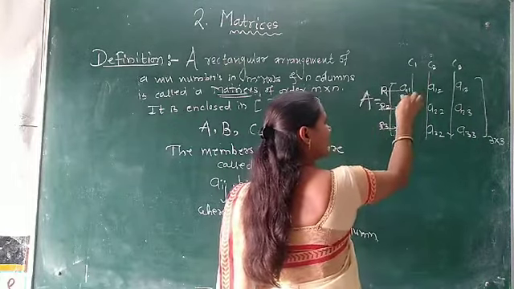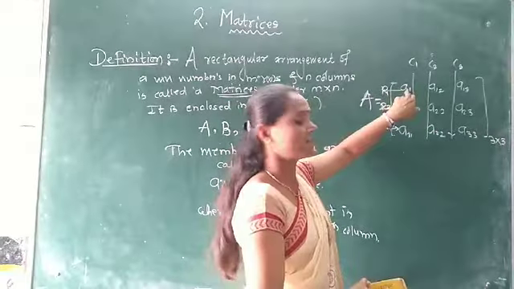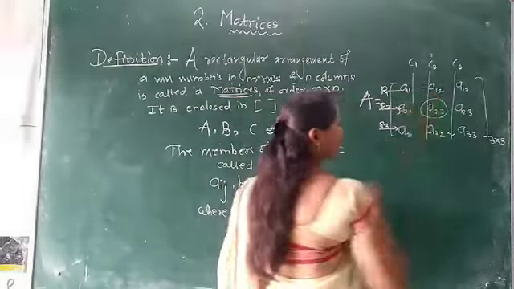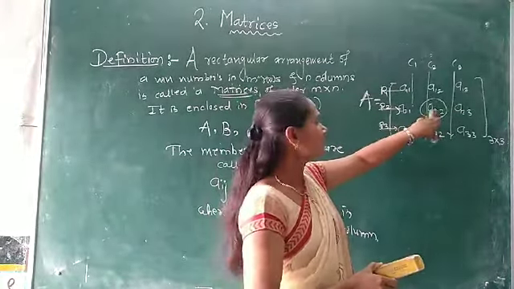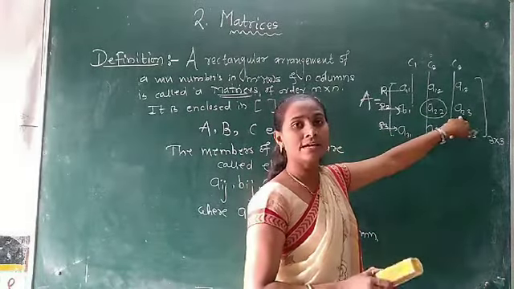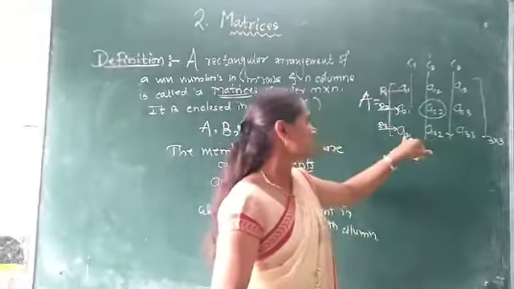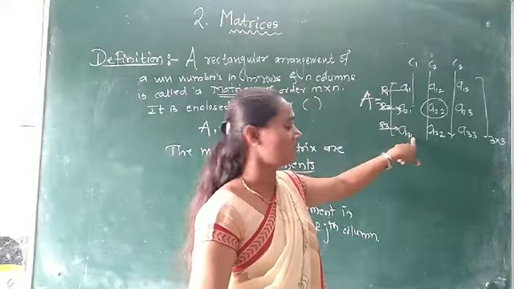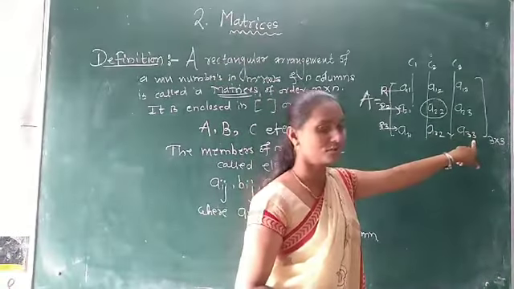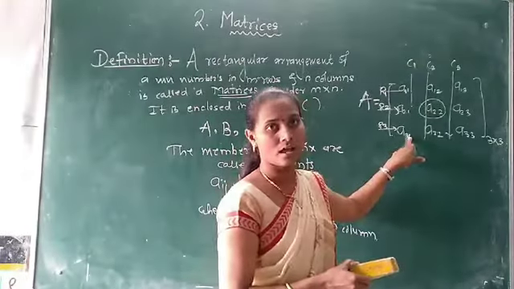In the element A11, the first number indicates its row and the second indicates its column. If we take A22, this element is in the second row and second column. A23 is the element in the second row and third column. Then third row first column, third row second column, third row third column. The first number indicates the row and the second number indicates the column.